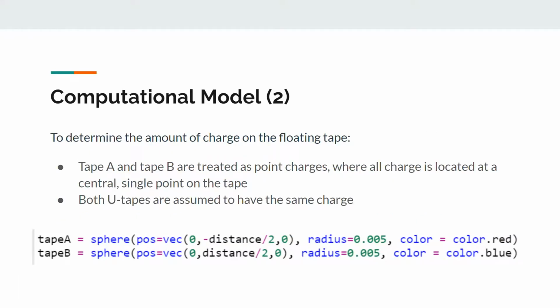In order to determine the amount of charge on the floating tape, tape A and tape B are both treated as point charges, where all the charge is located at a single central point on the tape. Also, both U-tapes are assumed to have the same charge. Below is a photo taken from the computational model where tape A and tape B are treated as point charges.